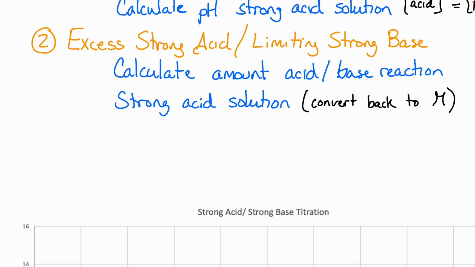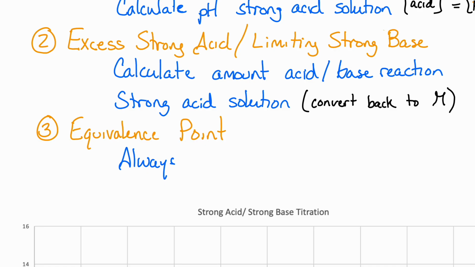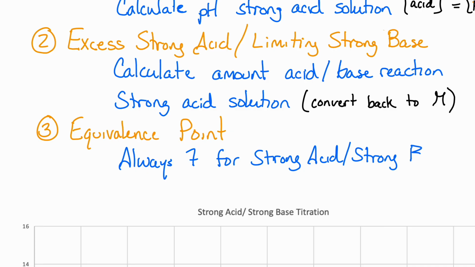All right? So this is kind of best case scenario. If I ask you for the pH at the equivalence point, it is always 7 for a strong acid, strong base titration. All right.